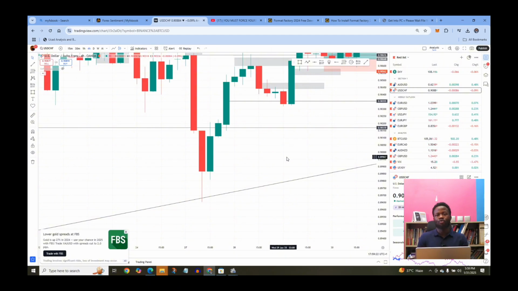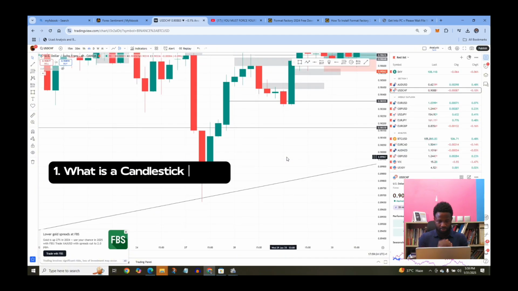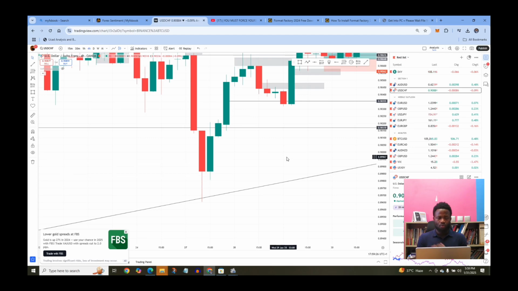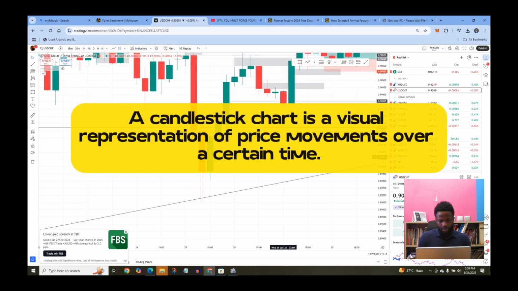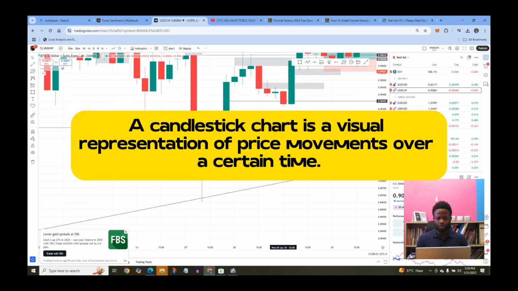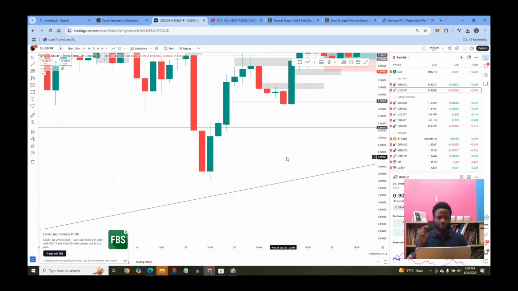Number one is, what is a candlestick chart? A candlestick chart is a visual representation of price movement over a certain time. Take note of that, over a certain time. As you go through the lesson, you will understand why I said you should take note of that. Each candlestick shows these 4 details.